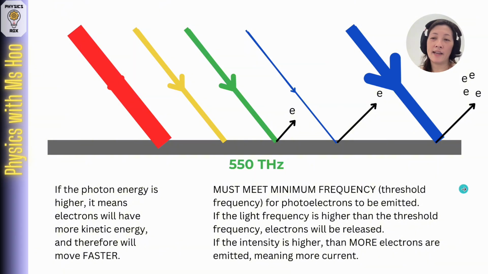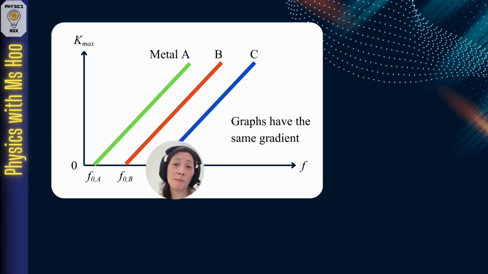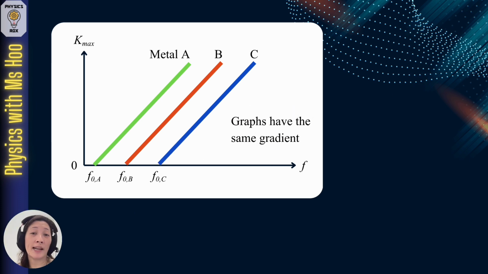So now, let's say we have different metals and we want to compare the different values that we get of the maximum kinetic energy based on the frequencies of light that we shine on those different metals. By comparing the maximum kinetic energy against the frequency of light, we can plot the graphs for each of those metals, and by extrapolating the graphs, you'll get the x-intercept, which would be the threshold frequency, meaning the minimum frequency needed for the photoelectric effect to take place. Now, regardless of whatever metal you investigate, you'll find that all the graphs will have the same gradient.